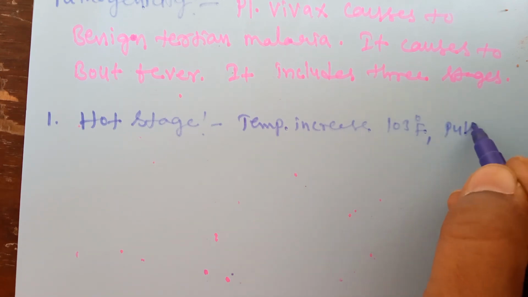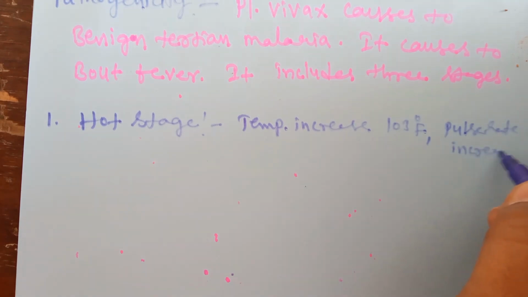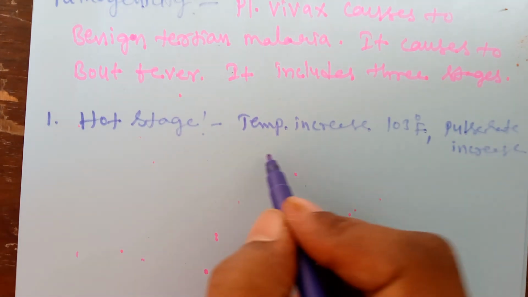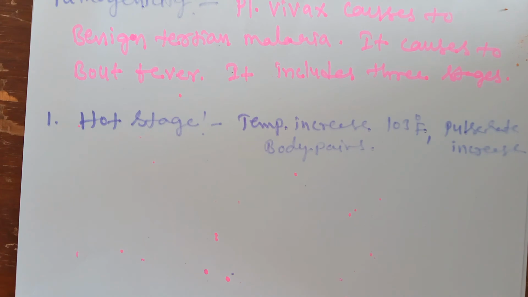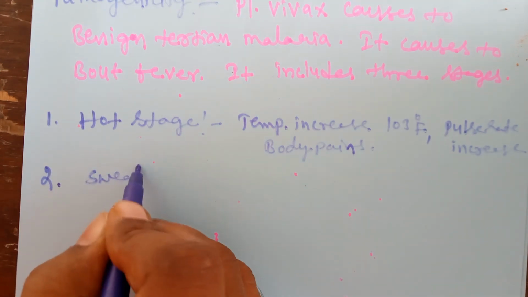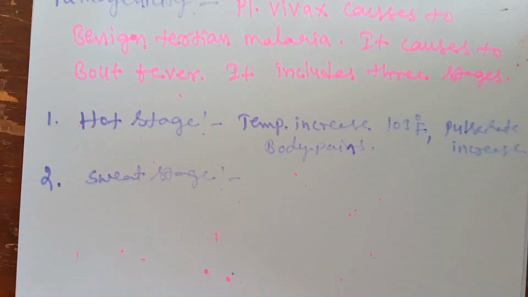Pulse rate increases, and there are body pains. When the poison, the hemozoin poison, is released in the malaria patient, the temperature, pulse rate, heartbeat rate and breath rate increase, and body pains occur. When the poison concentration decreases, body sweating occurs. That is called the sweating stage. The temperature decreases rapidly.